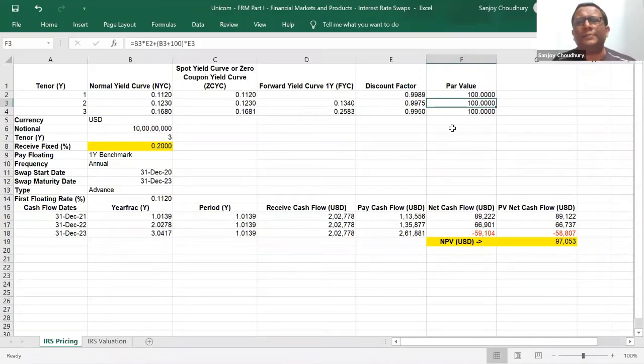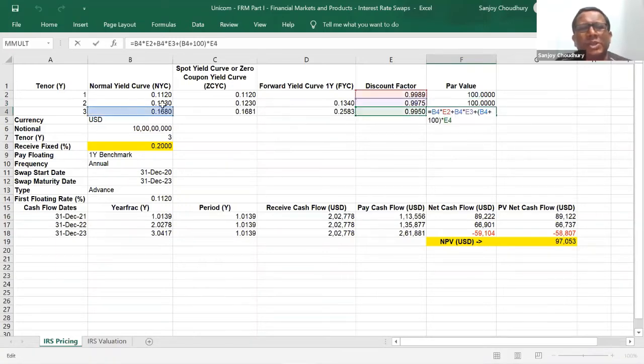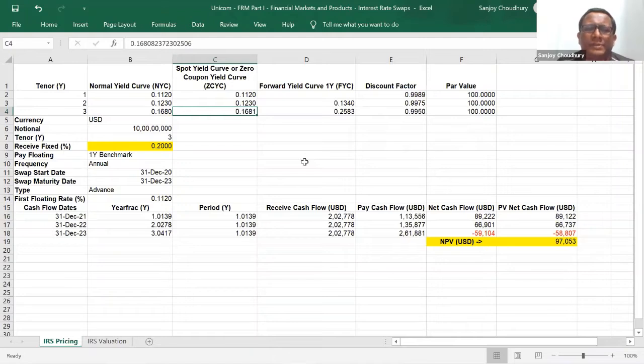And similarly, for the third year, there are three cash flows. The first year you're getting 0.1680 because the 3-year rate is 0.1680, multiplied by E2, the first year discount factor. Second year, you're also getting 0.1680 on 100, which is again multiplied by the second year discount factor, given in E3. And third year, you're getting 0.1680 plus the 100 par value redemption, which is multiplied by the third year discount factor, 0.9950. And you get the par value, which is equated to 100 to arrive at the spot rates.